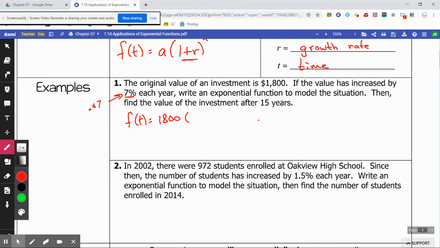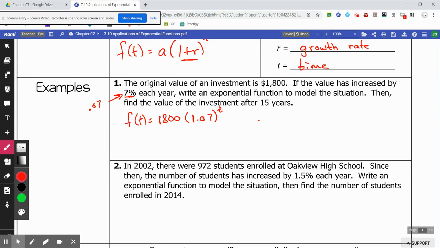Now, in this parentheses, 1.07, because here's why. The 1 is for this reason. It grew by 7%, so it is now bigger than what it used to be. It's 100% of what it used to be plus an additional 7%. So that's what this actually is. It is now 107% of what it used to be. And then you're going to do raised to the t power based on how many years.